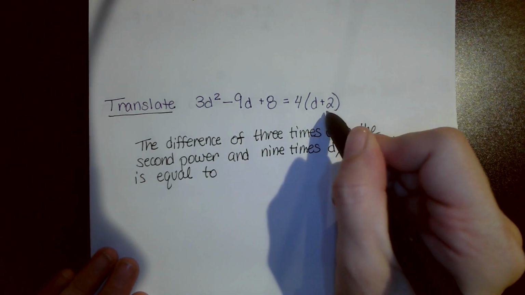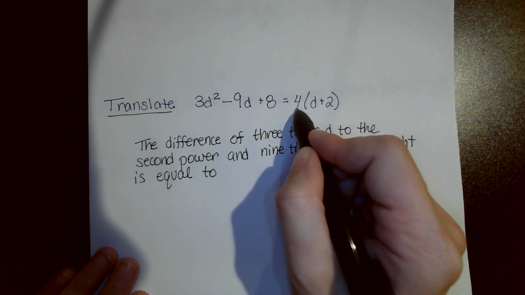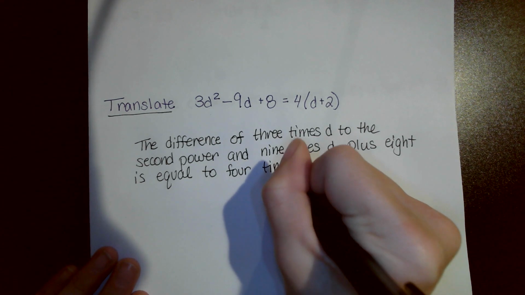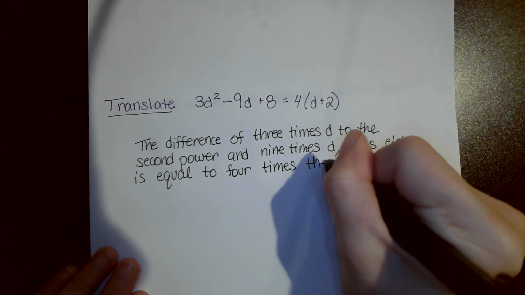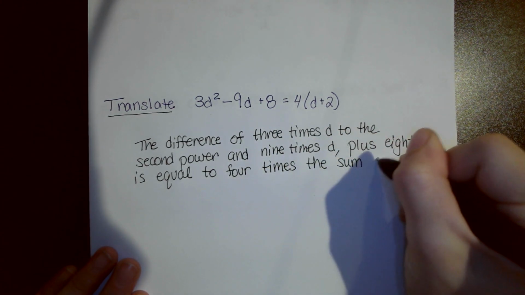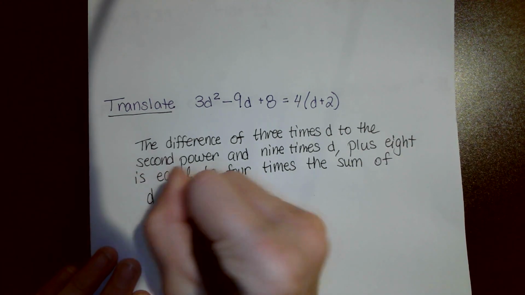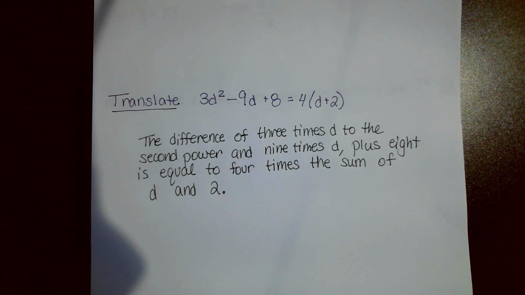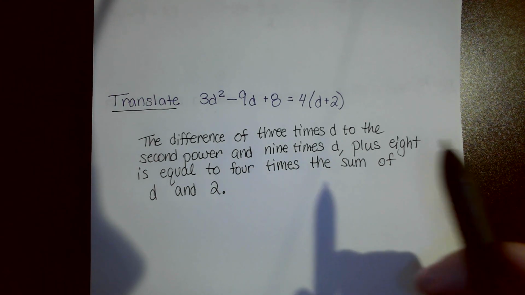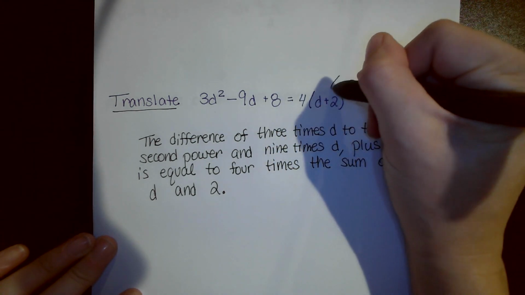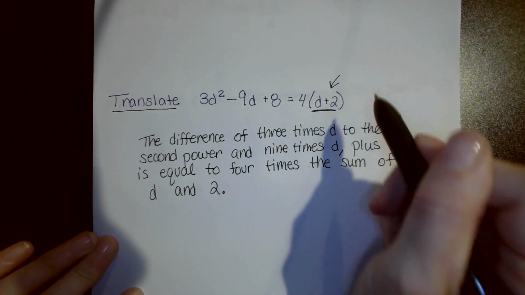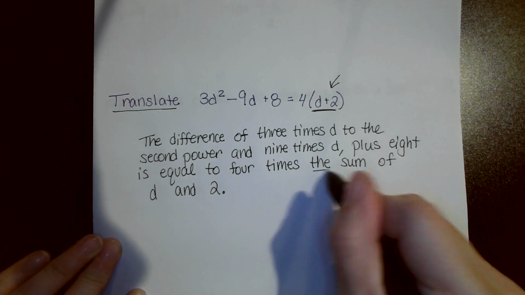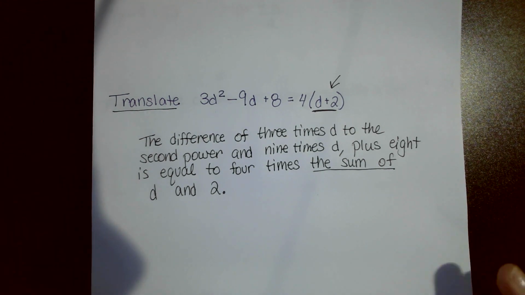Now here I have parentheses, and I'm multiplying it by 4. So 4 times the sum of d and 2. All right, so there would be my translation, focusing on the fact that I want to make sure that this, especially the parentheses, is done first. That's why I used 4 times the sum of d and 2.